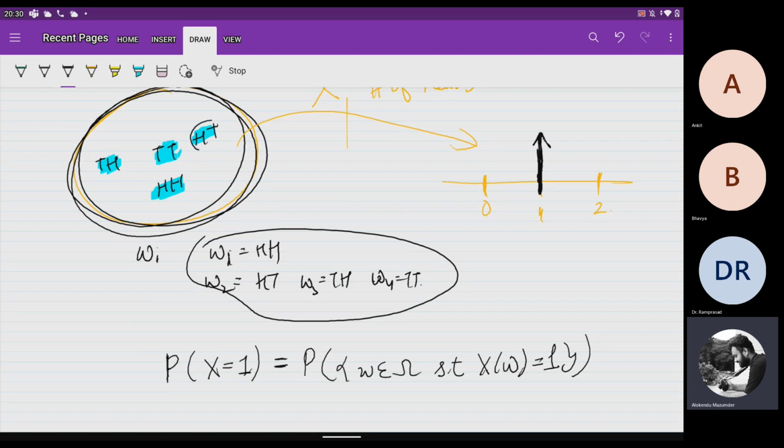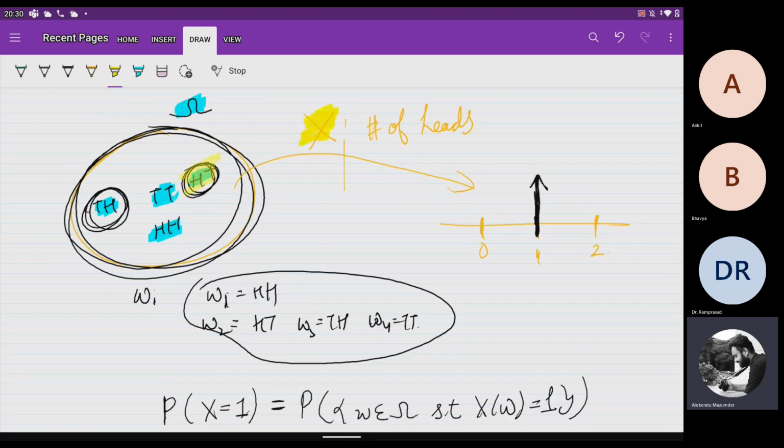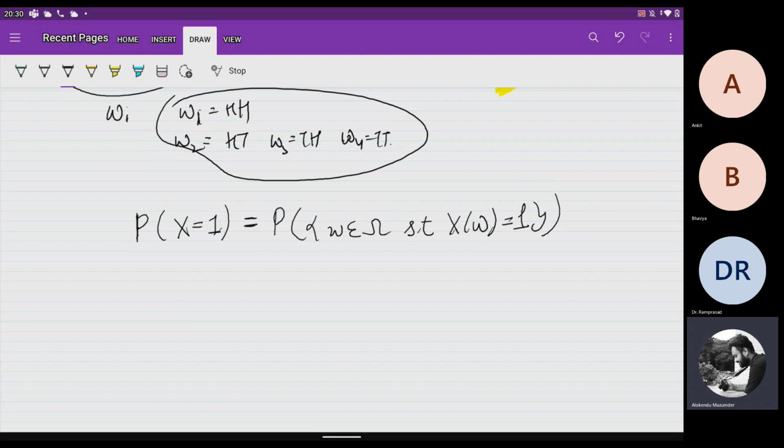One head, it will consist of these 2 points, right? So basically the random variable x has mapped these 2 points here, at x equal to 1. So if I say what is the probability of x equal to 1, it means probability of all such points in omega where your x actually can take the value 1. So it's the probability of all points omega belonging to Omega such that x of omega is equal to 1. So what will be this set?